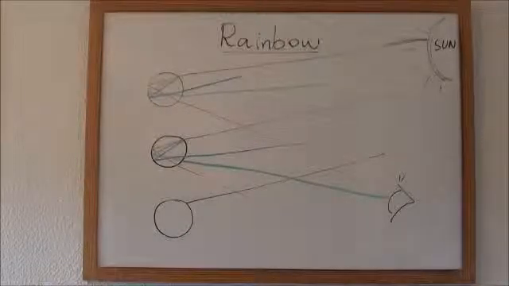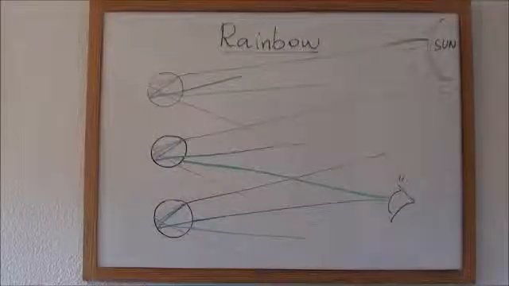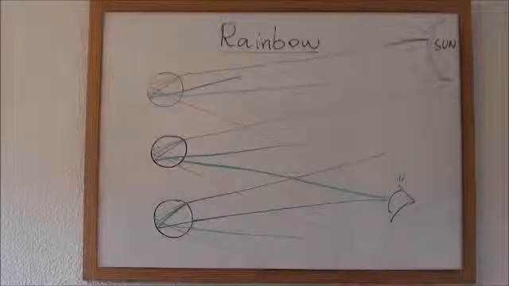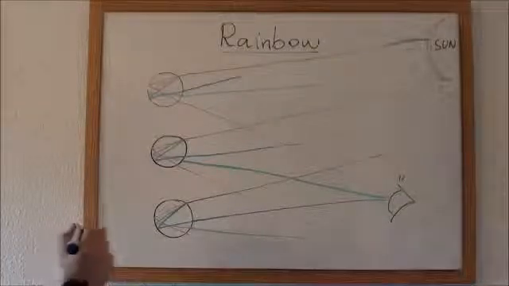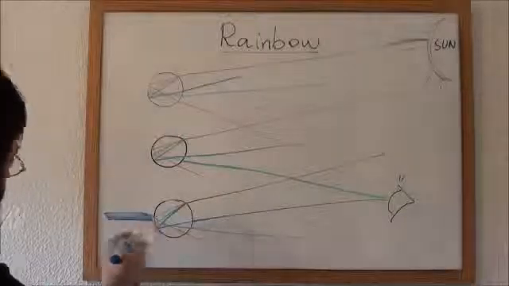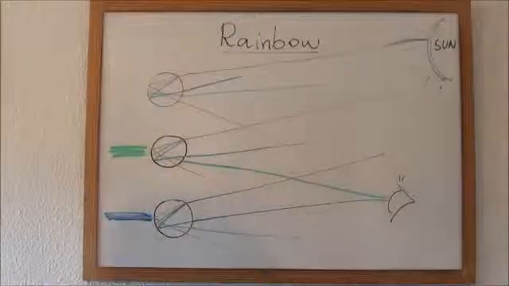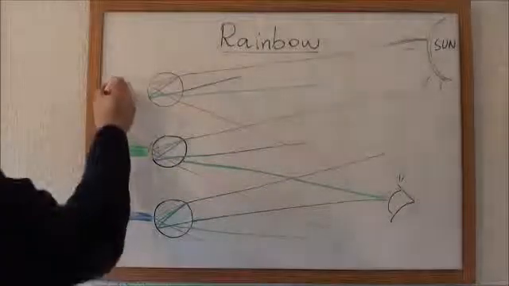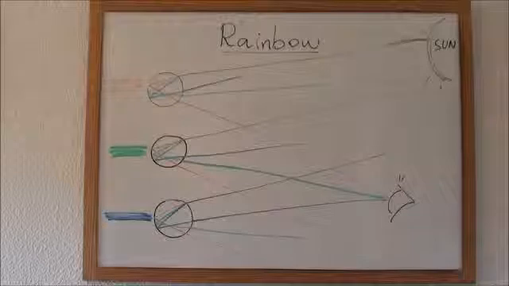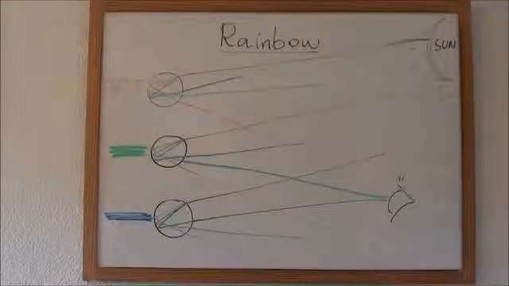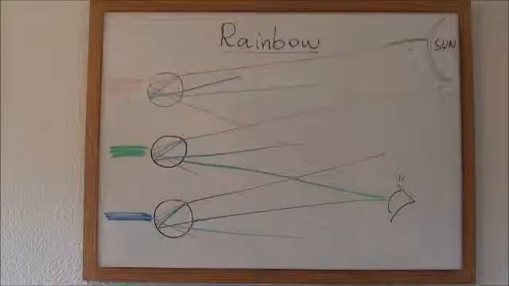The sun ray is coming, reflecting and refracting, and in this case it is the blue color that reaches the observer. So the observer is watching a blue color here, a green color here, and a red color here. And of course this is happening for all the colors, not just red, green and blue. So the observer is watching all the colors in different positions, one on top of the other.